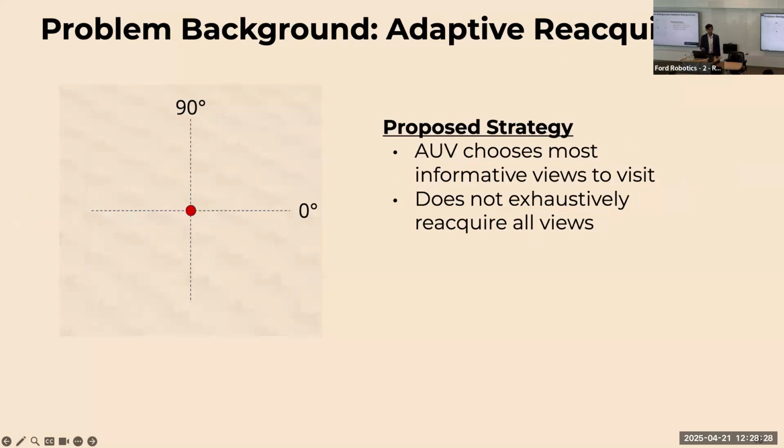So the proposed strategy here is not to exhaustively capture all these views, but rather let the robot choose what the most informative views are for making its classification decision. This really will save us time because as the number of objects scales, if we can cut down on the number of views, we can save total time on the survey.